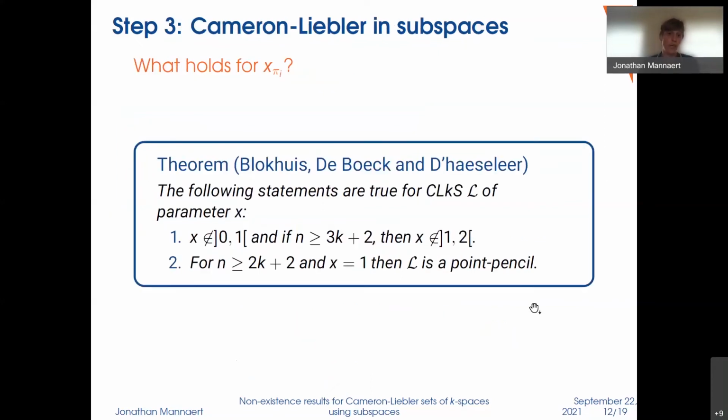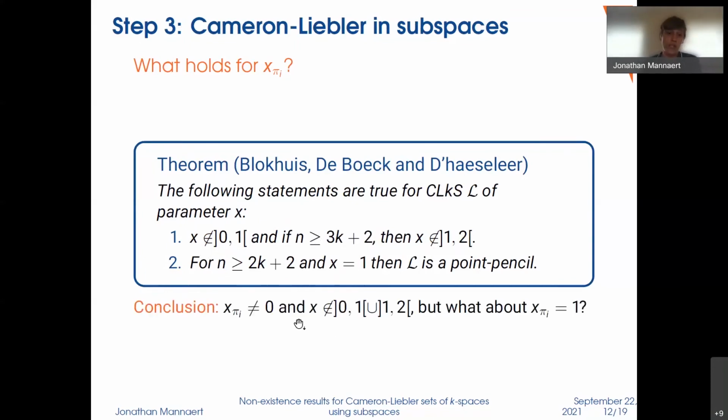So the following step, step 3: what holds for x_pi? The first result is something that you have already seen in this presentation: for Cameron-Liebler sets, x cannot lie between 0 and 1, and if n is bigger than or equal to 3k+2, then x cannot lie between 1 and 2. And this is exactly the reason why we are using these (3k+2)-dimensional subspaces, in order to use this theorem. The second part we will get into later.